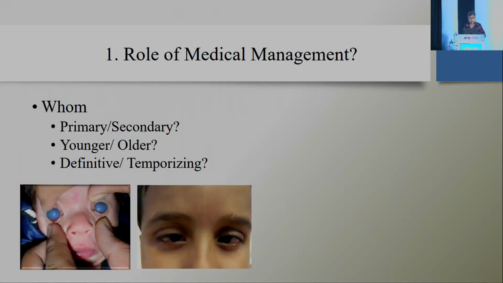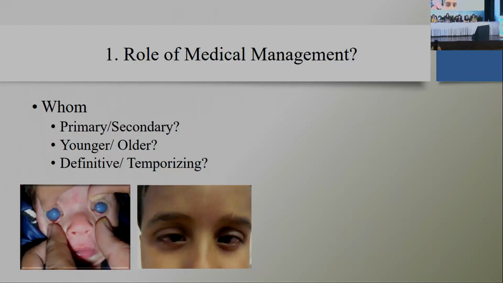So we'll go on to the first. What is the role of medical management? I'll take Kavita. She's been quiet. Primary, secondary, younger, older, definitive, temporizing. So you'll take them all. So as far as primary congenital glaucoma is concerned, when we are very clear about the diagnosis, it is probably just till we do the surgery that we will be starting them on medical management, probably topical carbonic anhydrase inhibitors, which are safer in children. And anyhow, the surgery is the definitive treatment.